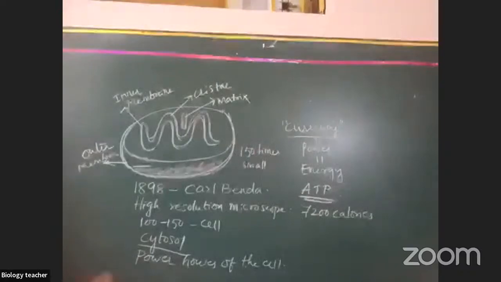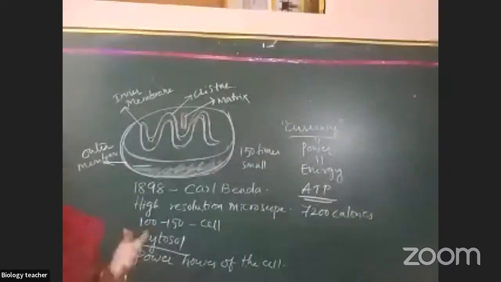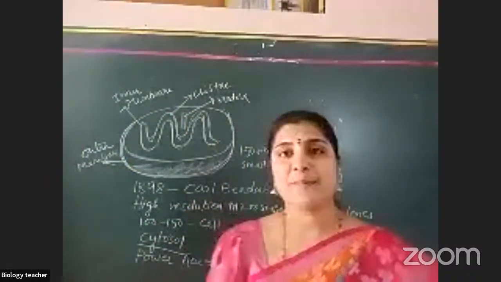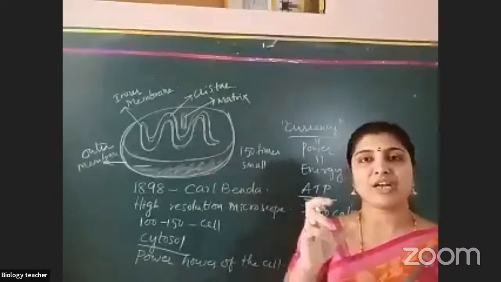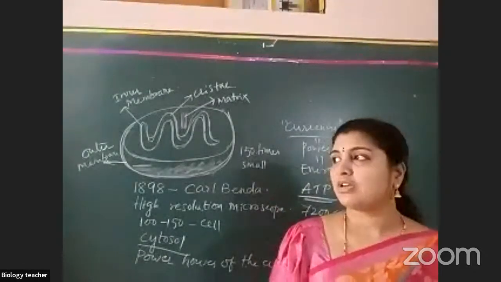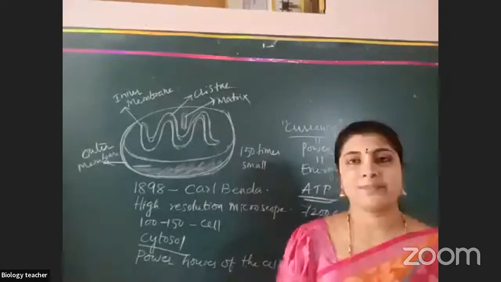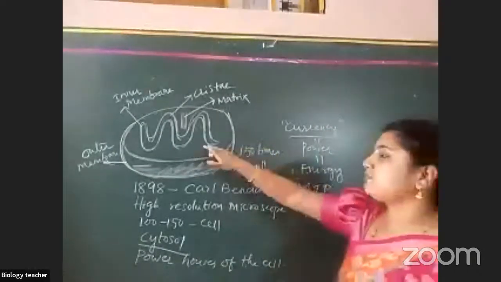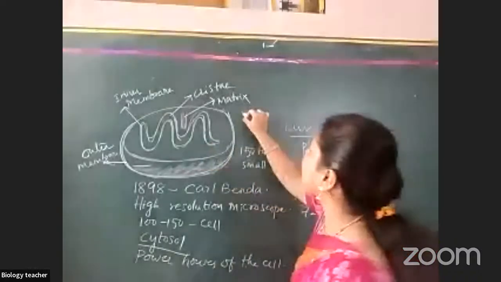Powerhouses of the cell. So you all know that inside the cell, the nucleus is present. Up to the previous class we have studied about the nucleus. In the nucleus, what are present? Chromosomes, which are known as DNA and RNA. But these mitochondria will contain their own DNA.